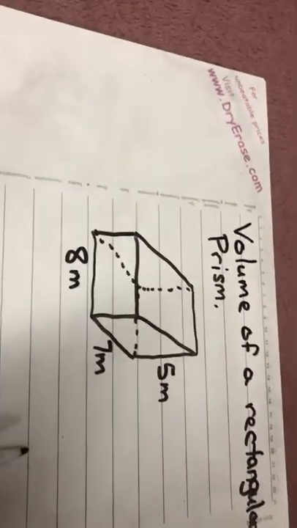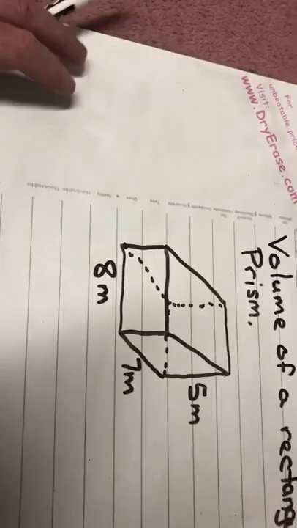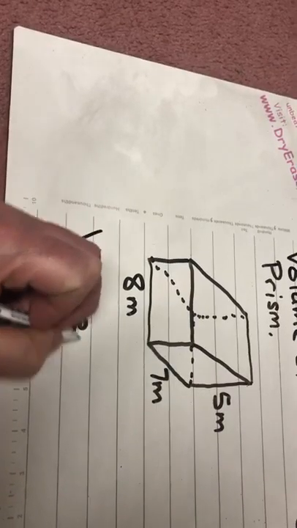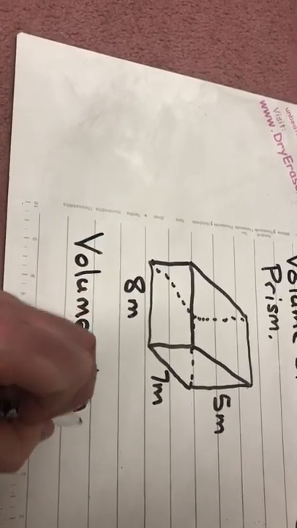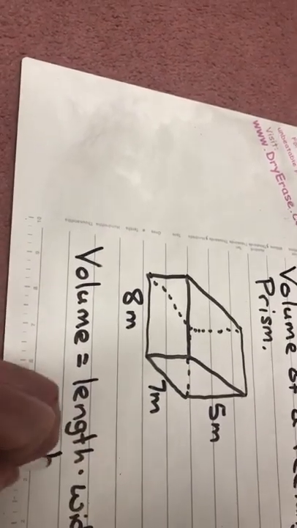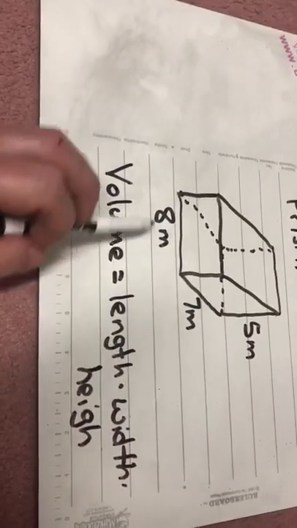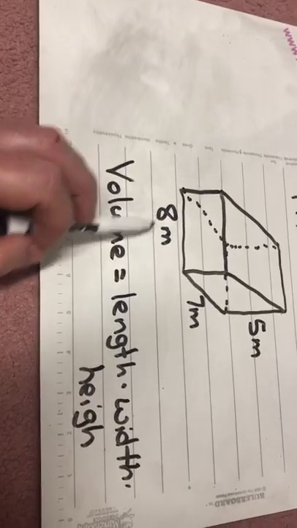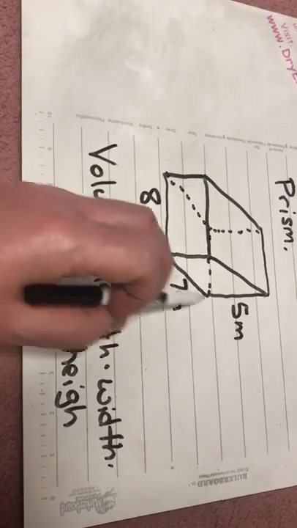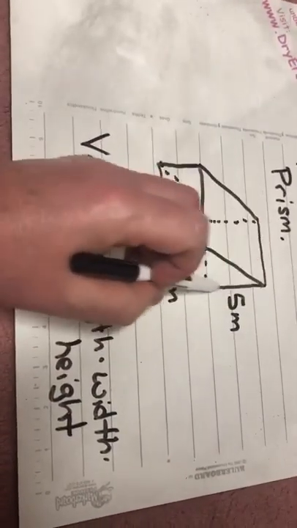To find the volume of a rectangular prism, now the volume is what will fit inside. The formula is volume equals length times width times height. So to find the volume, it's how long it is, which in this case is 8 meters, multiplied by its width, which is how wide it is, which in this case is 7 meters, multiplied by the height, which in this case is 5 meters.